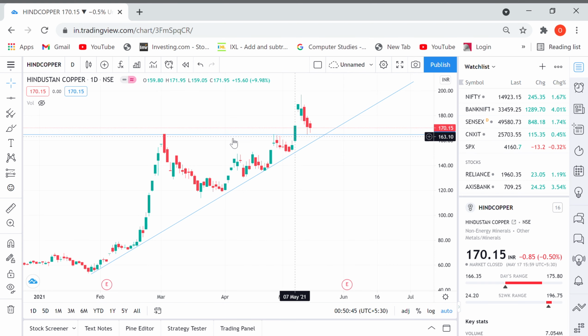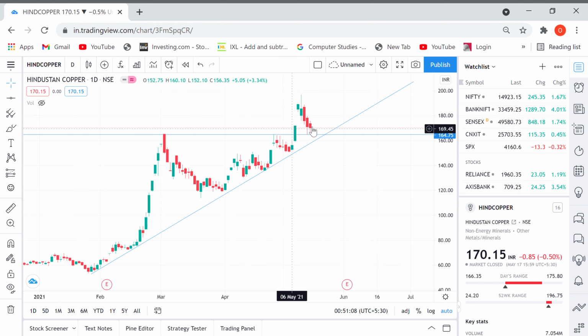Now what you see here is the previous resistance now acts as a support. This was the resistance earlier. Now this resistance will act as a support. Every time the stock comes, it will touch here and it will bounce back. Earlier it was touching here and it was falling. Now it is touching here and bouncing back. Touching here, falling, touching here, bouncing back.